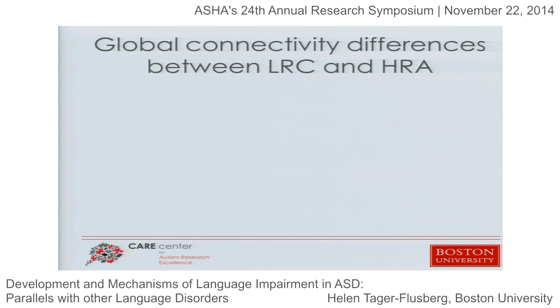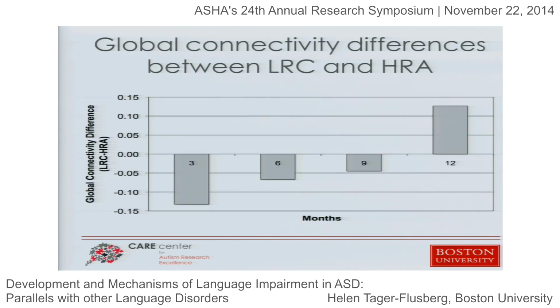And then when we looked at global connectivity, you can see that pattern where here it's high-risk infants far greater than the low-risk controls, and we see these different developmental trajectories. By 12 months, we're seeing the reverse.